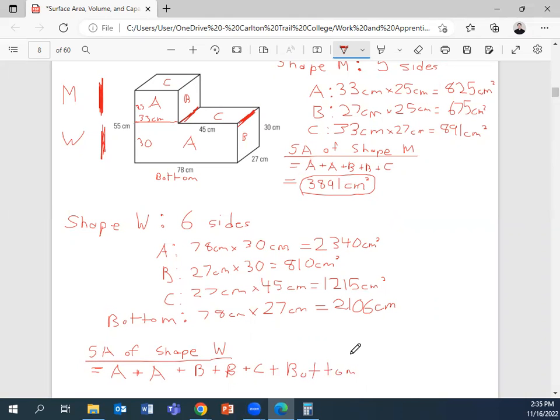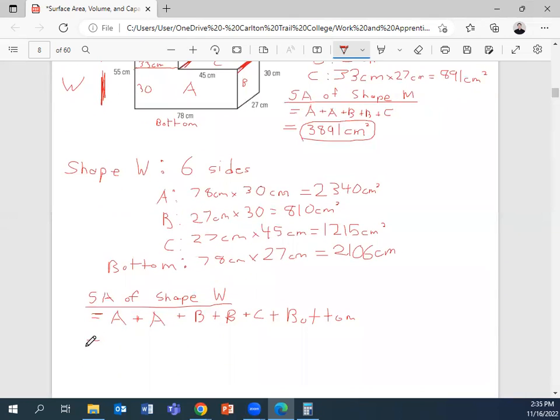So does it make sense where I've gotten those 6 things from? 2 A's, 2 B's, 1 C, 1 bottom. I know we're labeling a lot of stuff here. Because I'm lazy, I don't want to input all these numbers, you do not need to put 2,340 plus 2,340 plus 810 plus 810. If you've done this, I know exactly what you're doing. You can be lazy in a way that's organized still. So I'm just going to add all this together in my calculator: 2340 plus 2340 plus 810 plus 810 plus 1215 plus 2106.